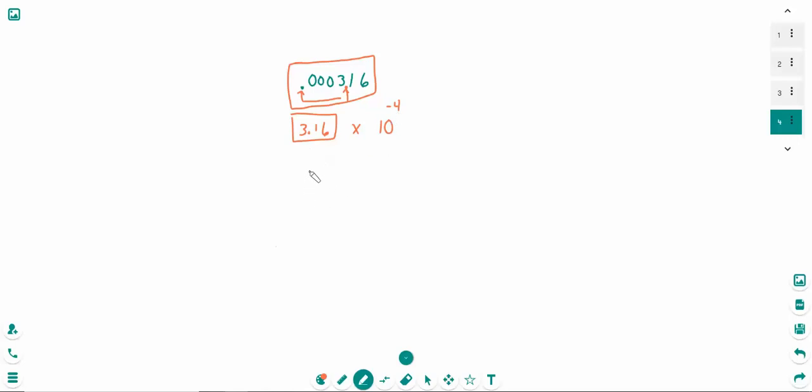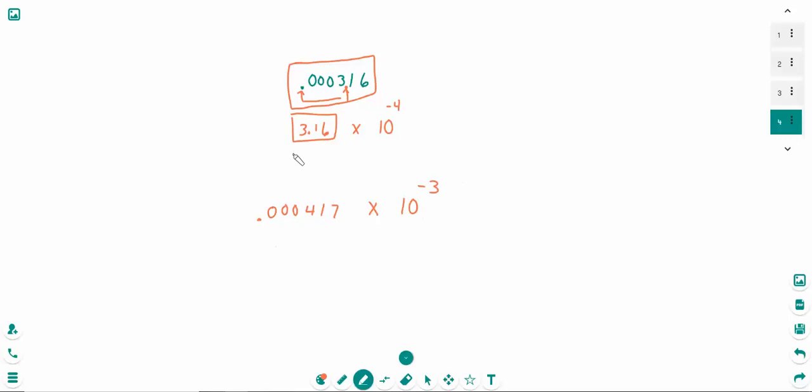Okay, so hopefully that helps you remember whether to use positive exponents or negative ones. All right, let's try another one. What about this one? What if I have 0.000417, and I'm going to multiply this by 10 to the negative third.